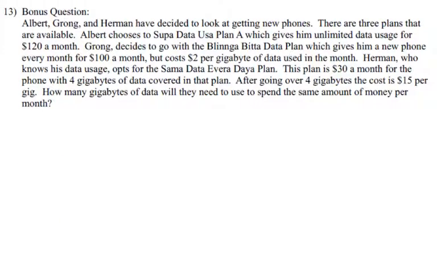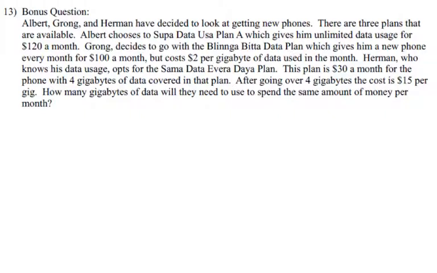Alright, now bonus question. So Albert, Grong, and Herman have decided to look at getting new phones. There are 3 plans that are available. Albert chooses the Super Data User Plan A, which gives him unlimited data usage for $120 a month. Grong decides to go with the Blinga Bida Data Plan, which gives him a new phone every month for $100 a month, but costs $2 per gigabyte of data used in the month.